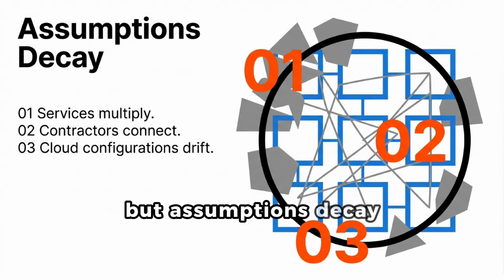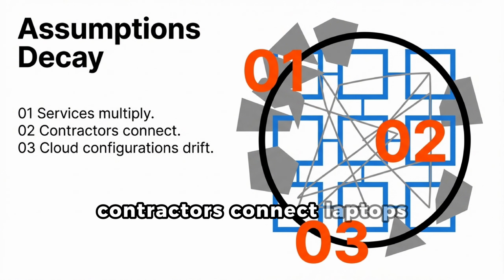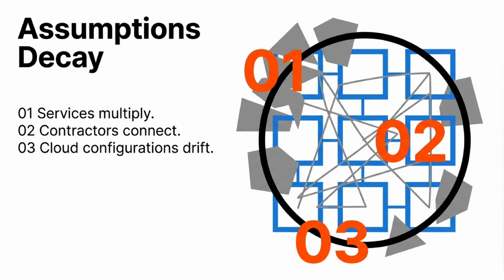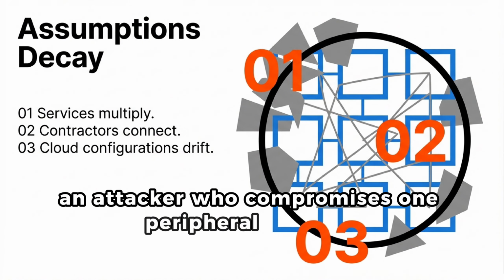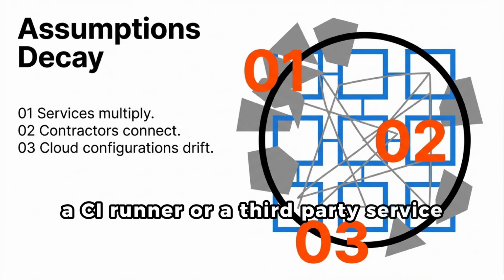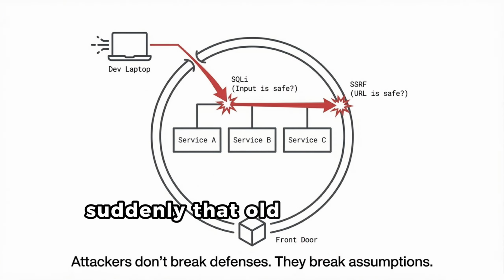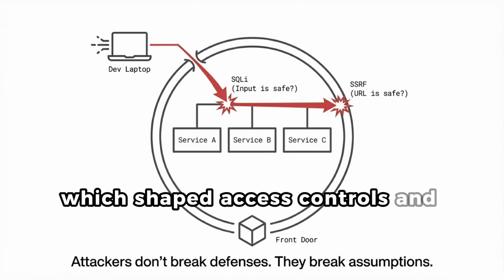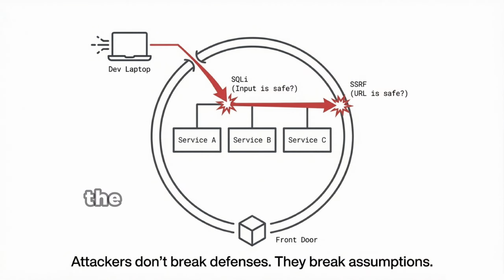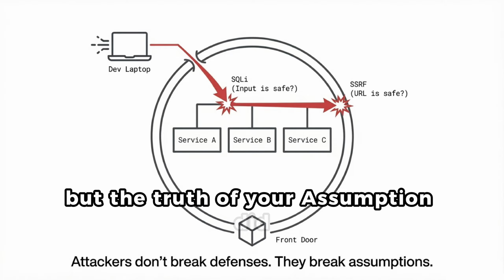But assumptions decay. Developers put more services on the network. Contractors connect laptops. Cloud misconfigurations expose internal APIs to the world. An attacker who compromises one peripheral machine, a developer laptop, a CI runner, or a third-party service, can pivot and move laterally inside the network. Suddenly, that old assumption, which shaped access controls and logging strategies, becomes a vulnerability. The boundary didn't change visually. The boxes and arrows on your diagram still look right, but the truth of your assumption did.